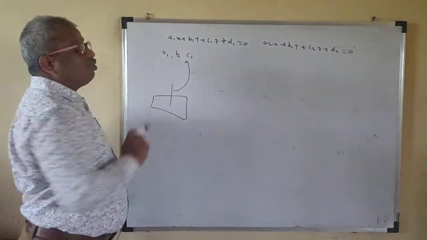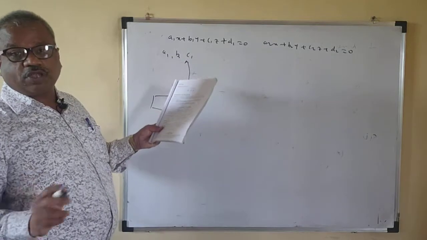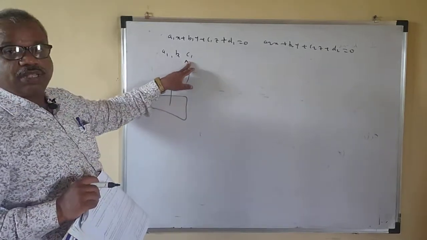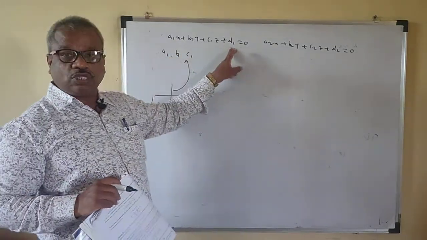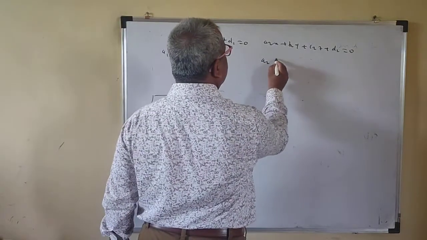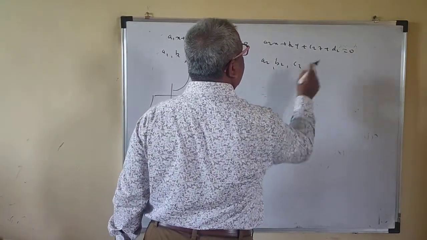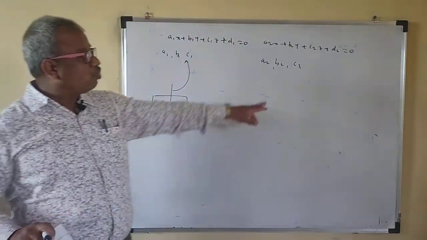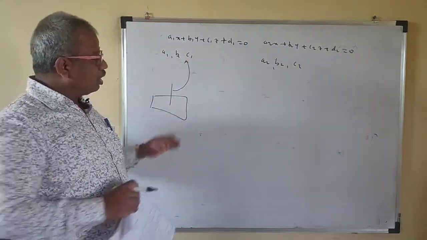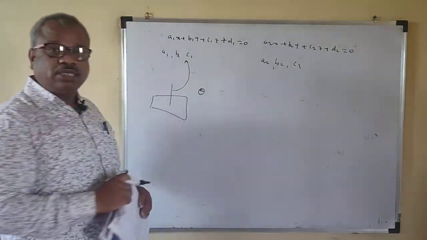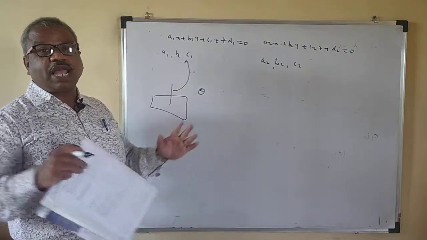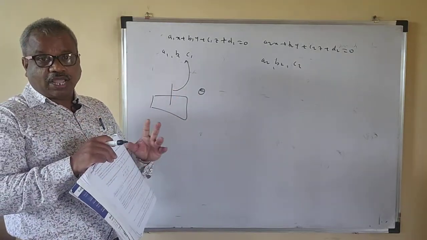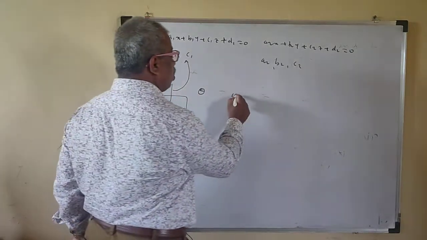So the direction ratios of the normal to the plane are just the coefficients of x, y, z. That means a1, b1, c1 are the direction ratios of the normal to this plane, and a2, b2, c2 are the direction ratios of the normal to this plane. Let theta be the angle between the planes. The angle between the planes is nothing but the angle between their normals. And then cos theta is what?